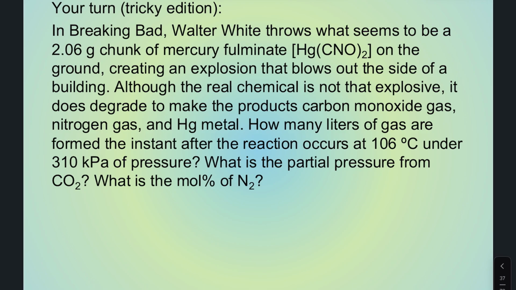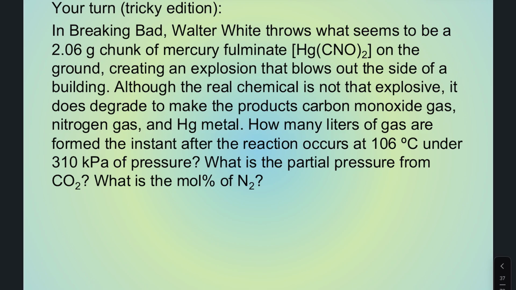Okay, now this one is a very tricky problem, and if you can get the answer to it, then you can probably do any of the problems that have to do with this. So go ahead and give it a shot. This is one of my favorite scenes in Breaking Bad when Walter White throws what seems to be about 2.06 grams of mercury fulminate onto the ground. It makes an explosion.